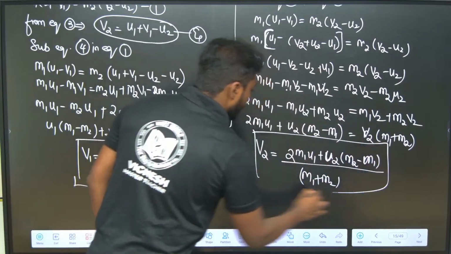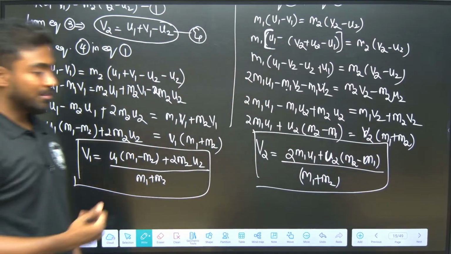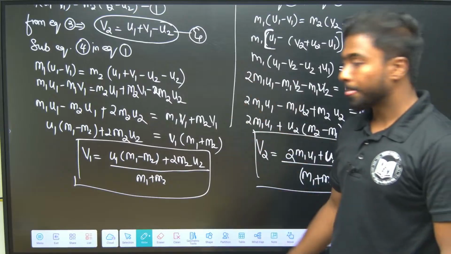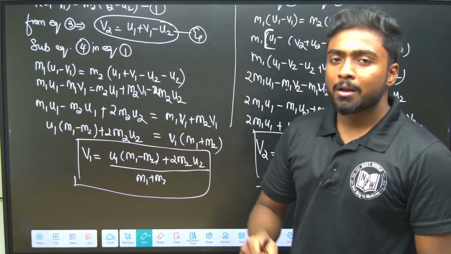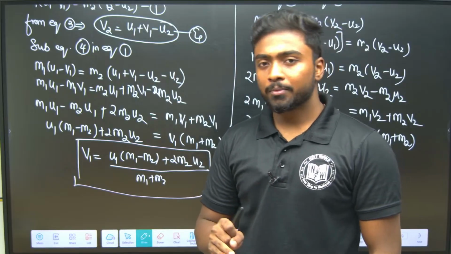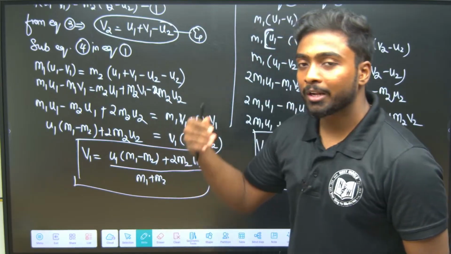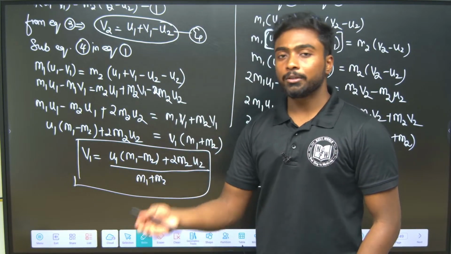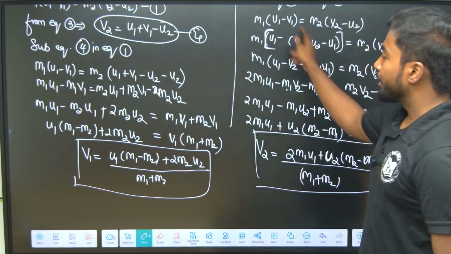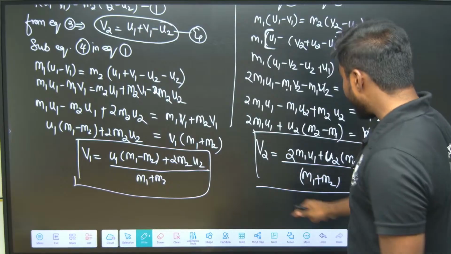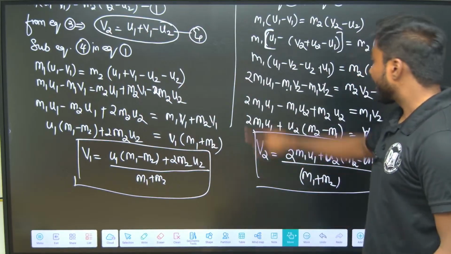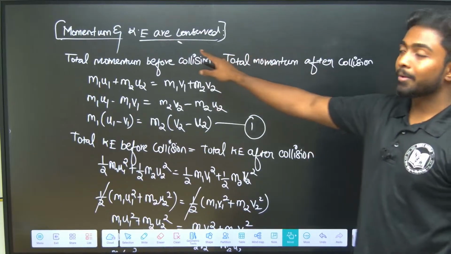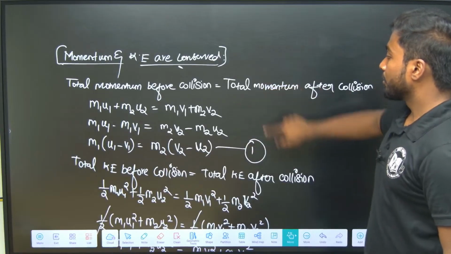Guys, for the question, it's a lengthy question, huh? Simple question. If you get this question, sure shot you can easily write it. Only one thing you need to remember: momentum and kinetic energy are conserved. Momentum formula, kinetic energy formula. Total momentum before collision equals total momentum after collision. Similarly, total kinetic energy before collision equals total kinetic energy after collision. When you remember these two things, the total derivation I can write, right? This is the total derivation.